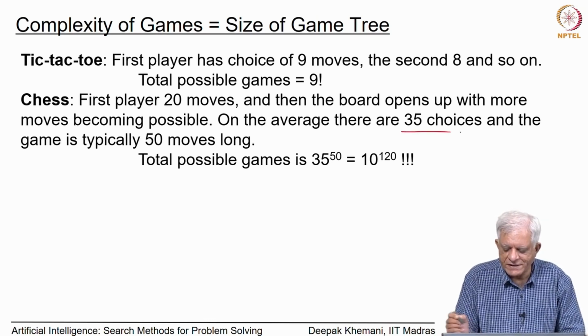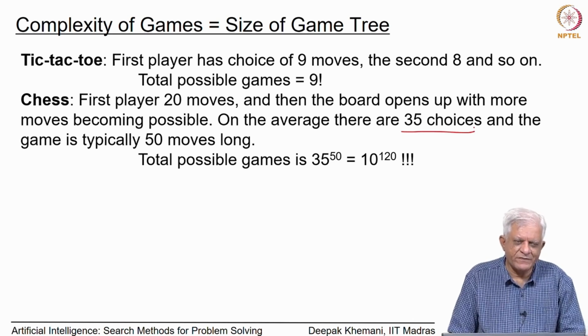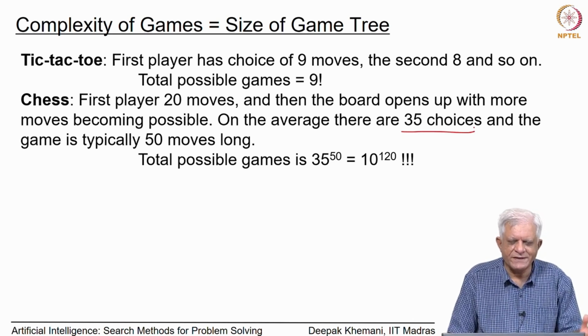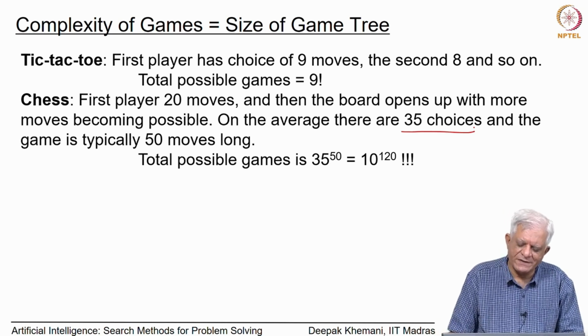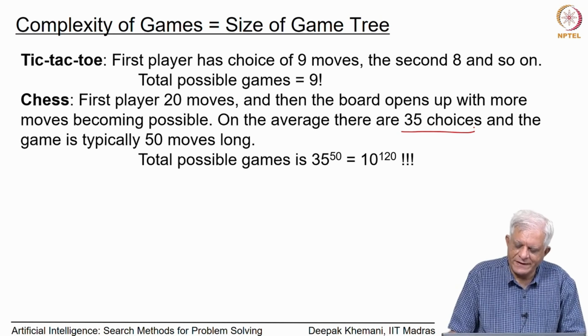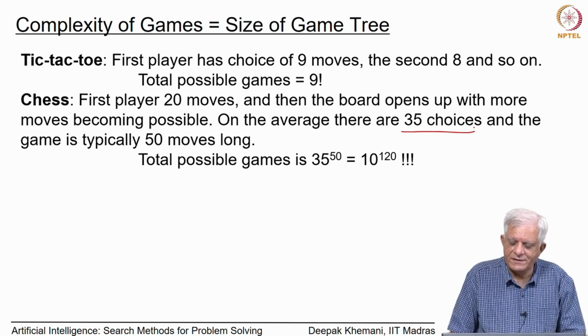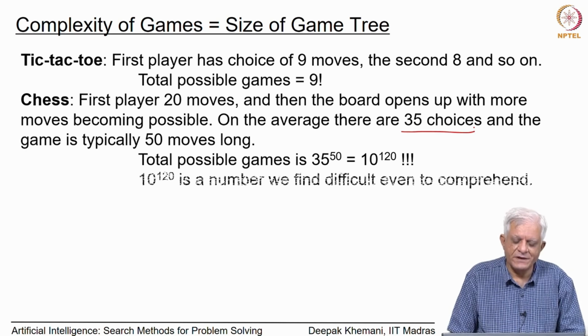So, on the average there are 35 choices that a player can make, and typically a game is 50 moves long essentially. So, if you take these average numbers, then you can imagine that there are 35 raised to 50 possible games, which translates to 10 raised to 120 possible games. Now, this 10 raised to 120 is a number that we cannot even begin to comprehend essentially.